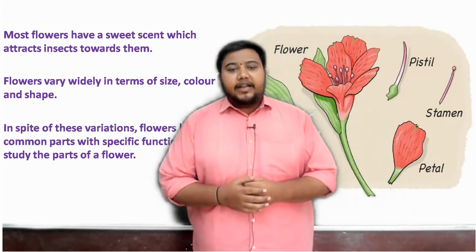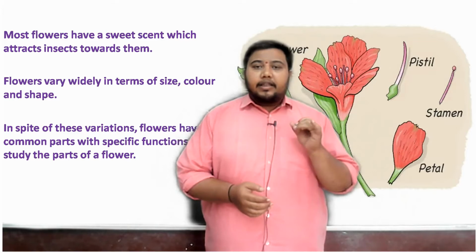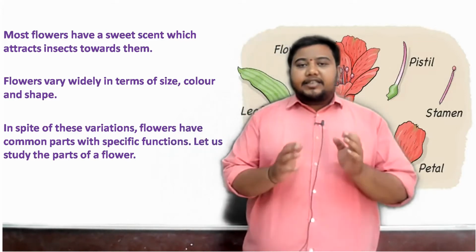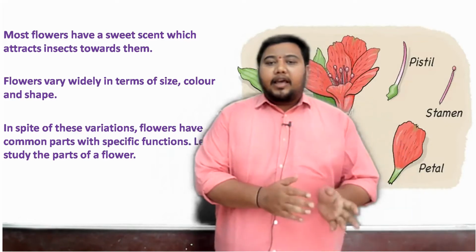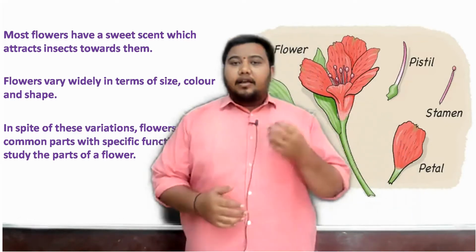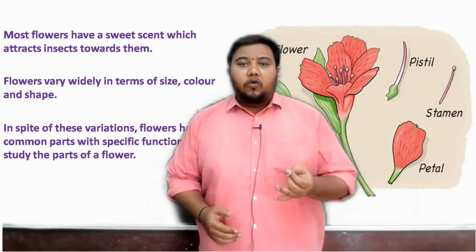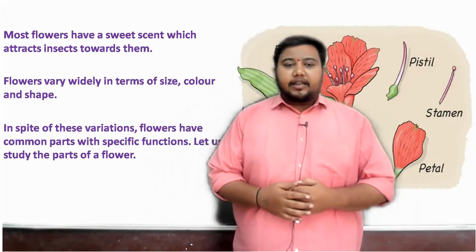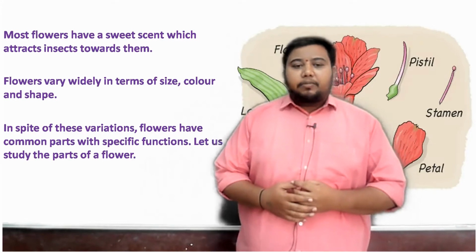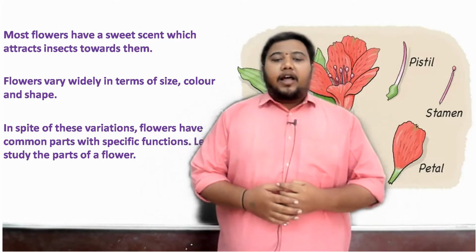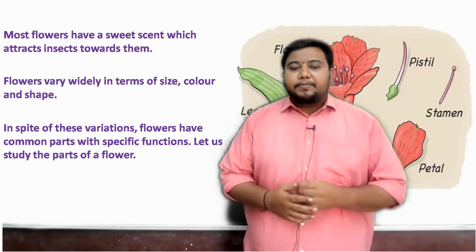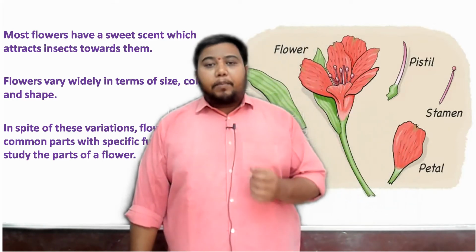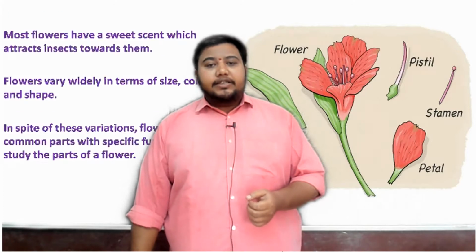Flowers vary widely in size, mainly in color, and in shape. Even within the same kind of species, they vary in color, like red rose, yellow, white. In spite of these variations, flowers have common parts with specific functions. We are going to study the parts of the flower in detail.